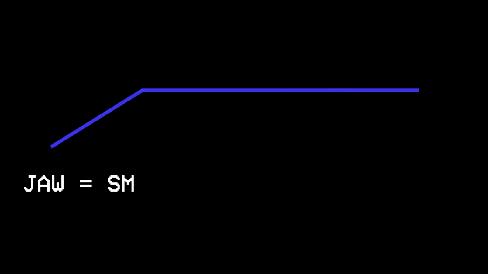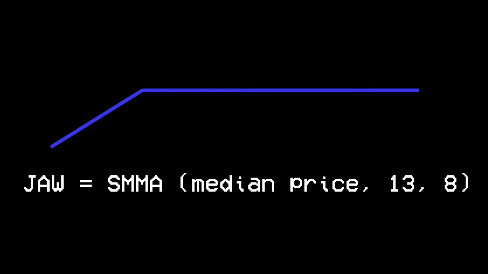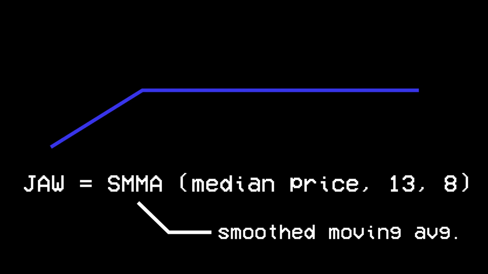Alligator's jaw equals SMMA multiplied by median price 13.8. This means the jaw will be smoothed by 13 periods and shifted forward 8. SMMA means the smoothed moving average, just in case.